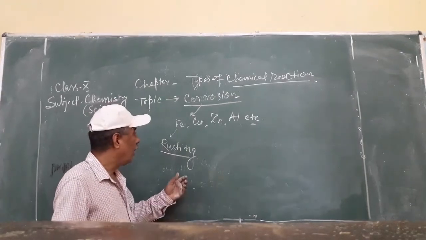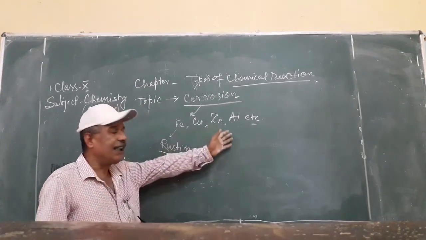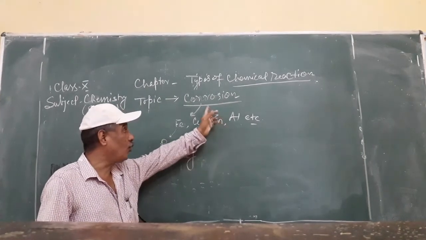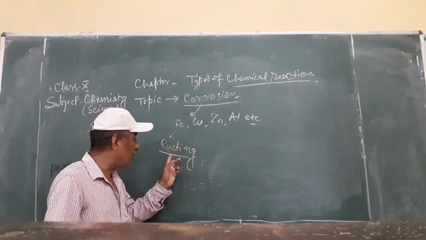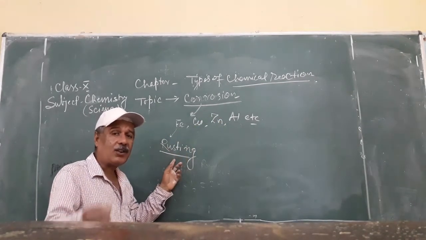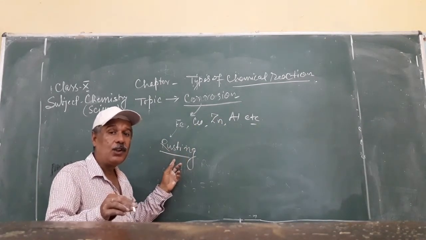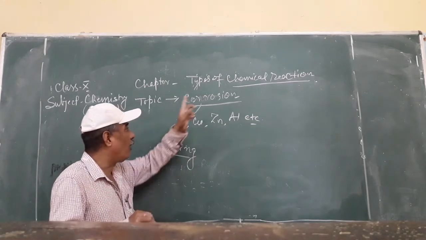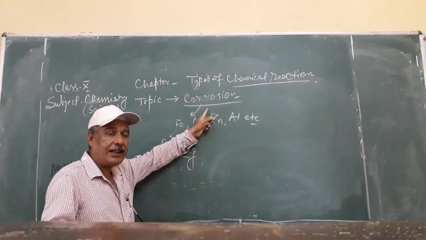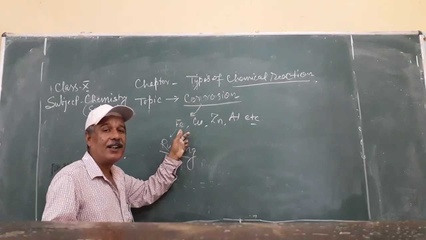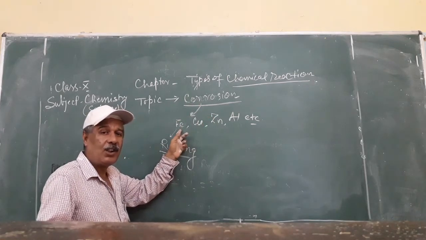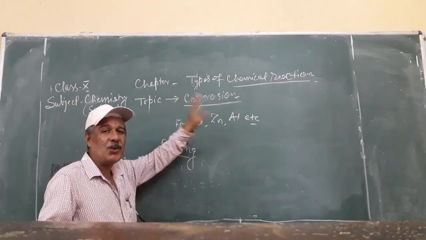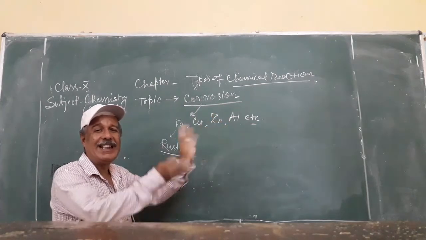When it occurs in any metal, it is corrosion. But when it is considered only for iron, then that corrosion is called rusting. So what is rusting? Rusting is a type of corrosion, but limited to iron only. Correct? So rusting is corrosion, but corrosion is not rusting.